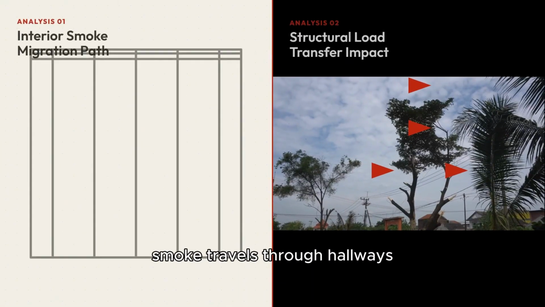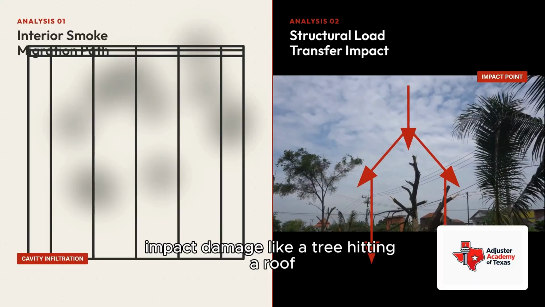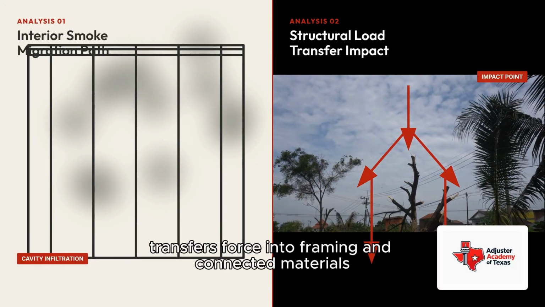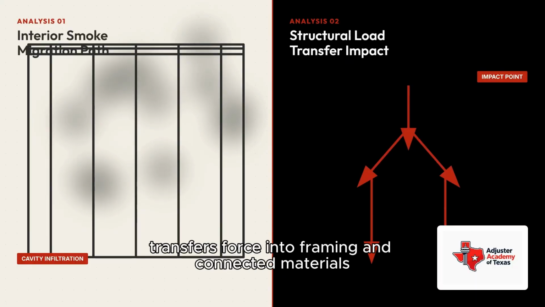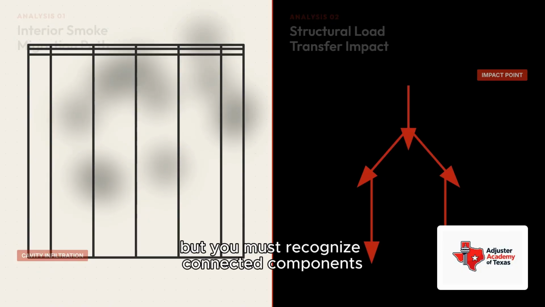Smoke travels through hallways, attics, and HVAC systems. Impact damage, like a tree hitting a roof, transfers force into framing and connected materials. You don't need to be an engineer, but you must recognize connected components.